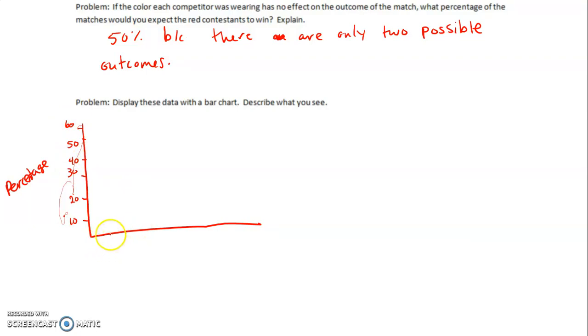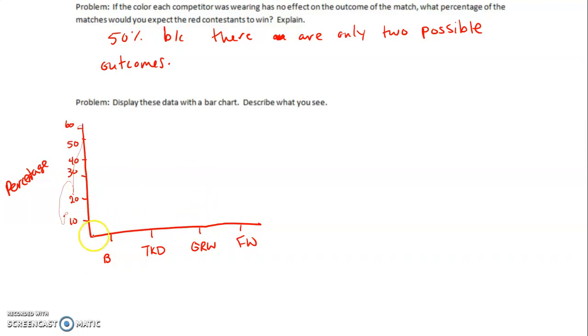Okay, and then down here, I'm going to have a section for each of the fighting styles. So I've got boxing, I've got Taekwondo, I've got Greco-Roman wrestling, and I've got freestyle wrestling. Okay, and what I'm going to do is I'm going to have 2 bars for each category. These bars represent number of red wins and blue wins for each fighting style.